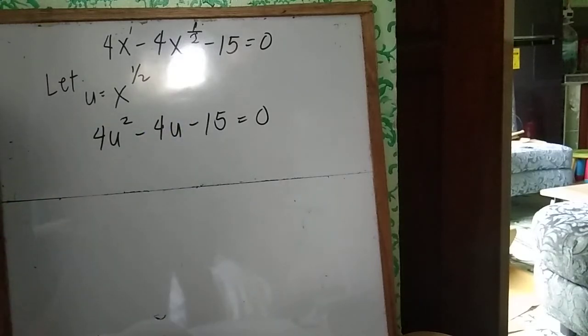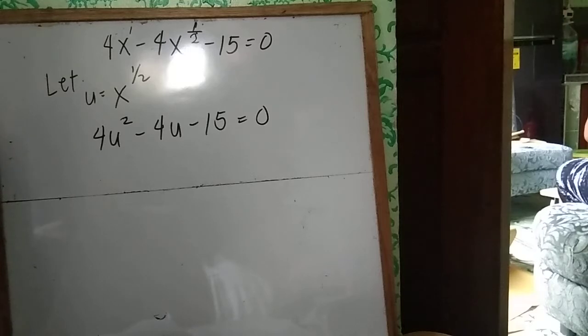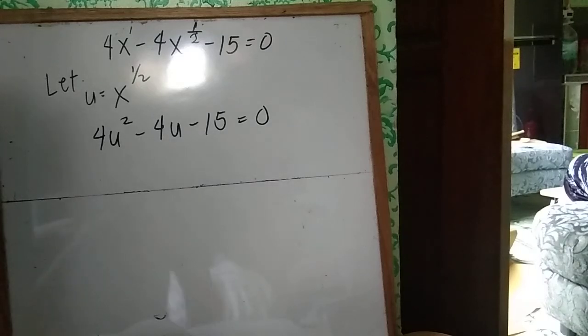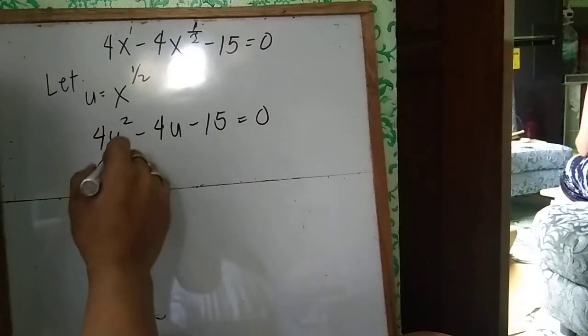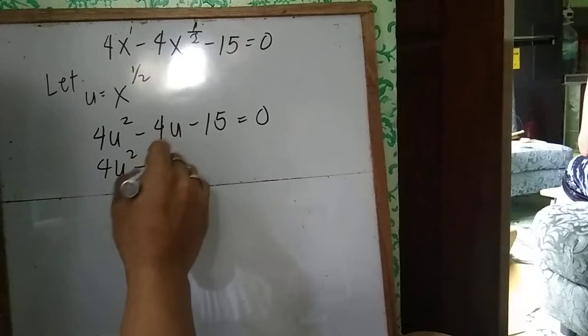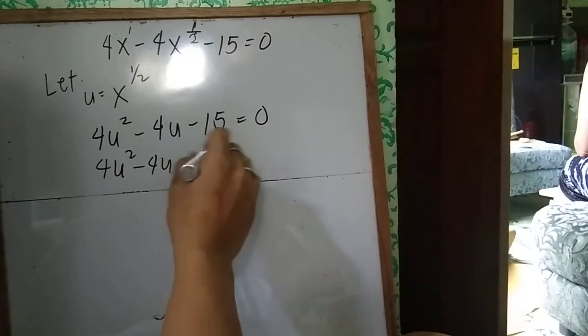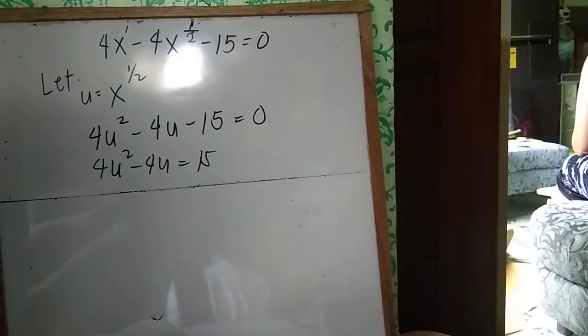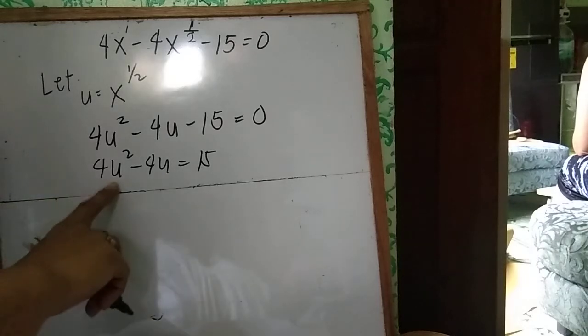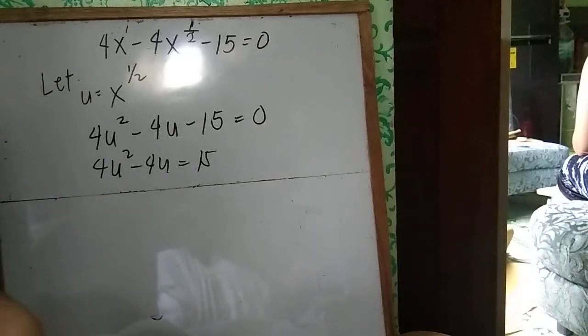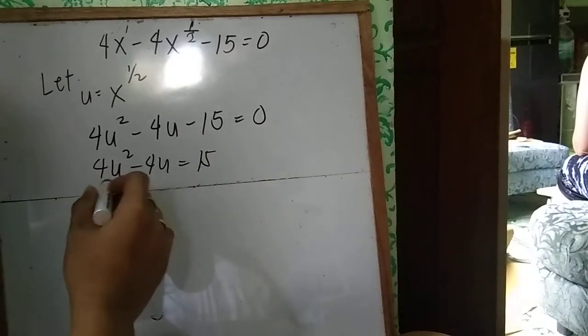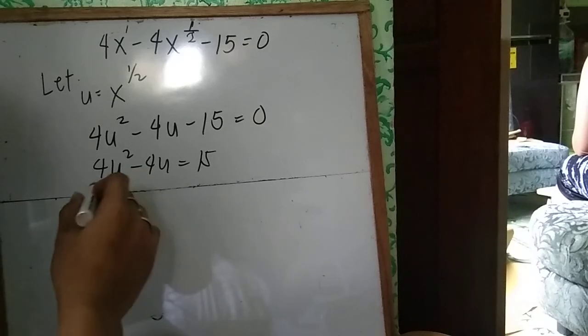Okay, next is we can transpose negative 15, since we cannot factor it out. So we will use completing the square. It will become 4u squared minus 4u is equal to 15. Transpose to 15. Next is divide, so that u squared has a coefficient of 1. Divide both sides by 4.